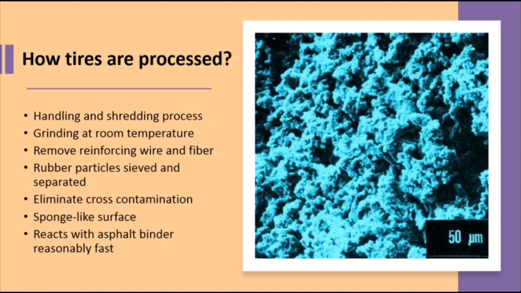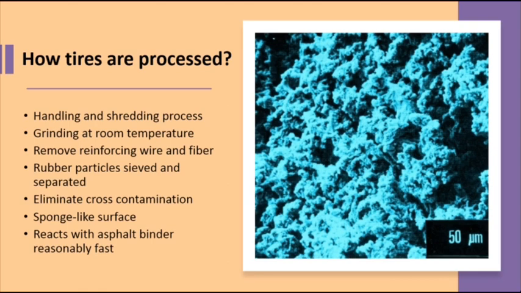The end product of the cracker mill is an irregularly shaped particle with a large surface area and a spongy-like surface, in various sizes, from very fine powder to big granules. Due to the very high surface area, these rubber particles react with asphalt binder reasonably fast and increase viscosity.